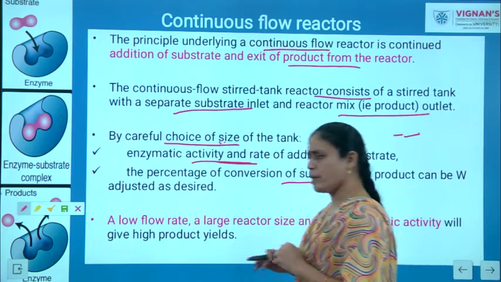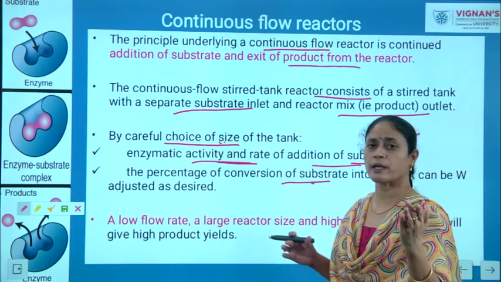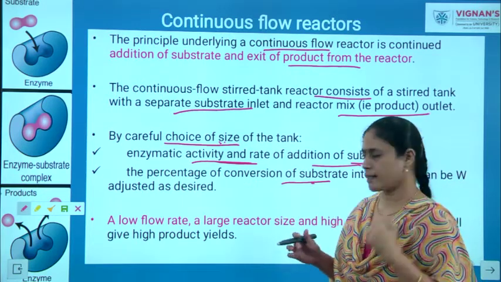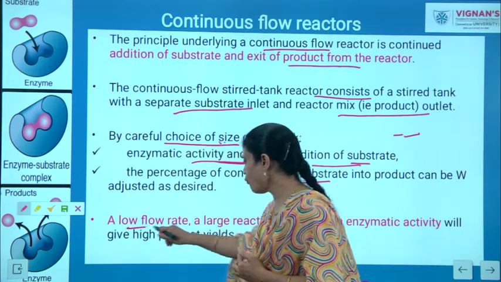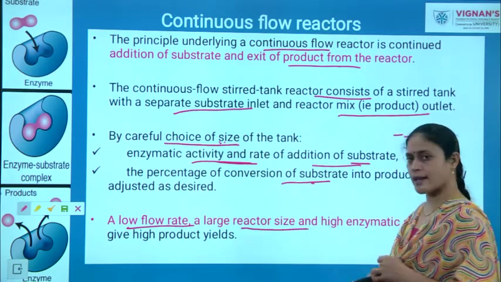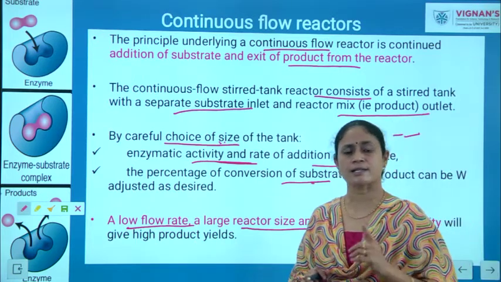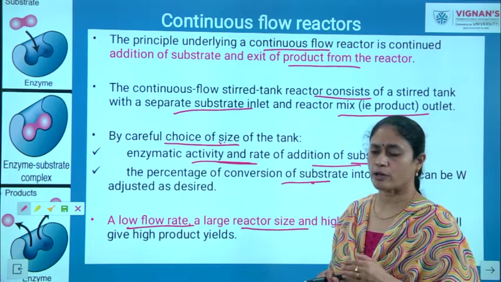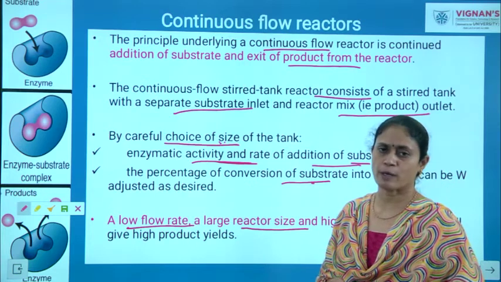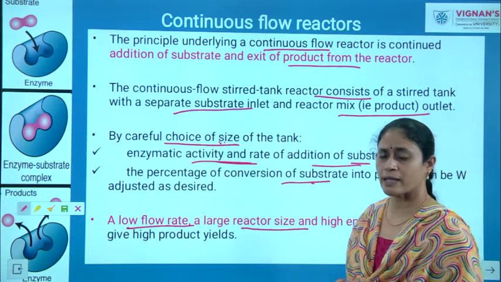So, what are the very important features through which you can obtain the highest yield? It is nothing but low flow rate, large reactor size and high enzyme activity. If you consider these three conditions, there is a good probability of acquiring a high yield of your product. So, what are those three conditions?